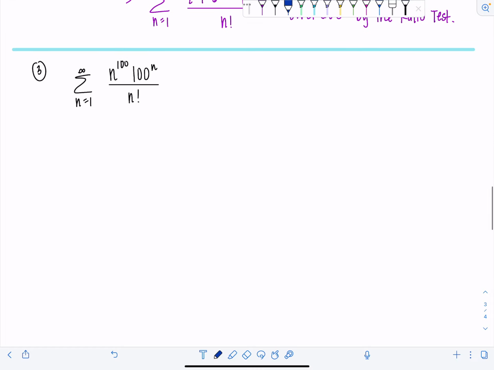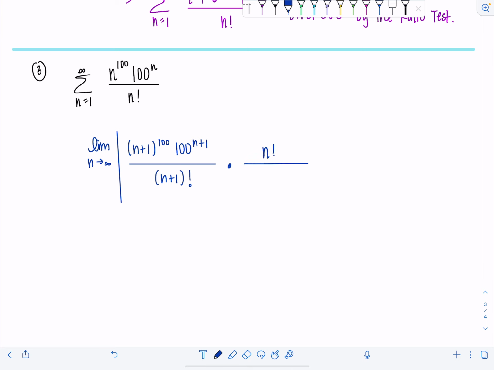So we've got the limit as n approaches infinity, absolute value. We have n plus 1 to the 100 times 100 to the n plus 1 over n plus 1 factorial. And then I'm just going to jump straight to multiplying by the reciprocal of a n. So we'll have n factorial over n to the 100 times 100 to the n. Okay, did you get the same thing so far?